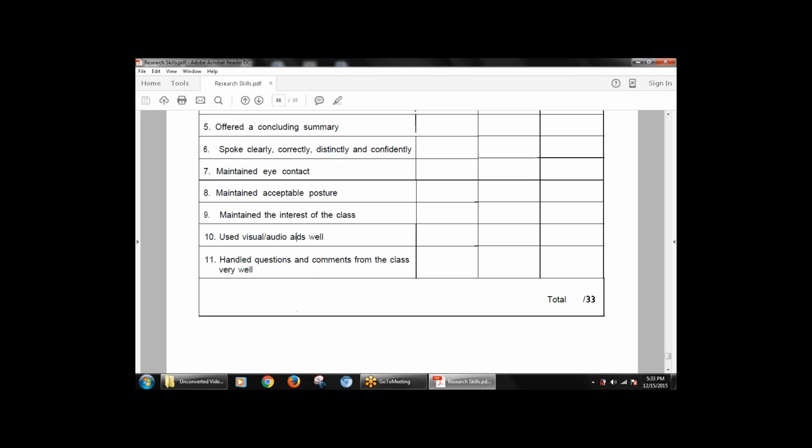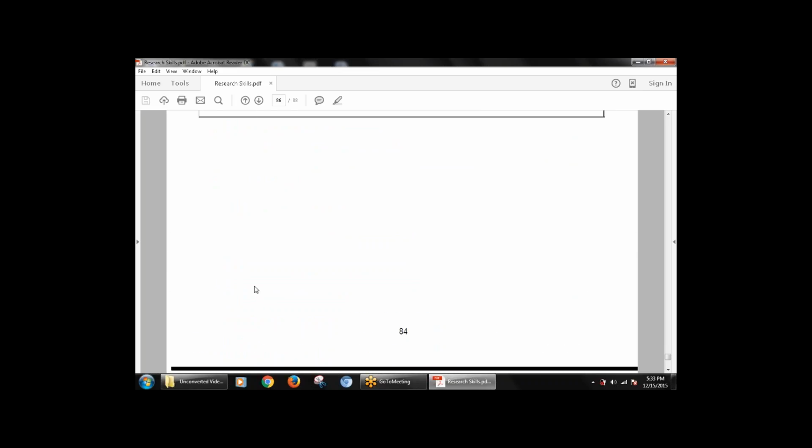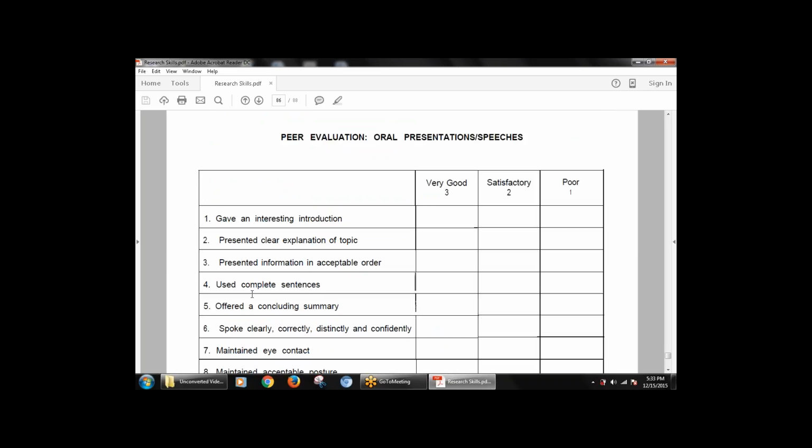Then use the audio visual aids well, that is whether the presenter or the peer, while sharing the information, presented in an effective manner using the audio video aids or audio video channels. Then handle the questions and comments from the class very well. This is the peer evaluation, that is with the peer levels.